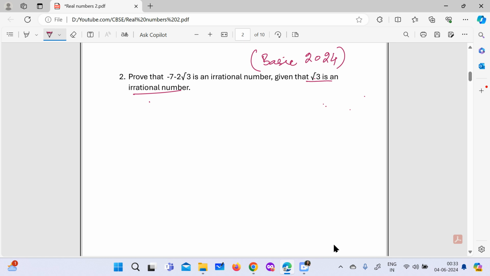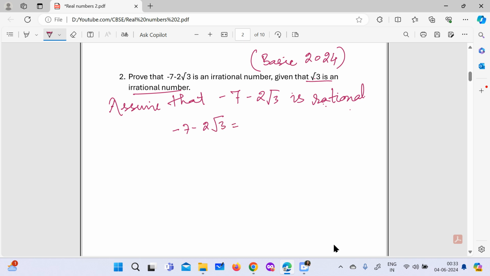So assume that, same assumption we will do. Assume that -7 minus 2 root 3 is a rational number. If this is a rational number, then there exists A over B, where A and B are co-prime, meaning they have common factor as 1.